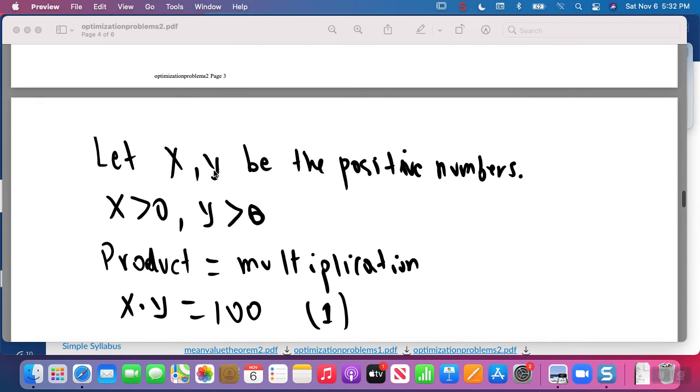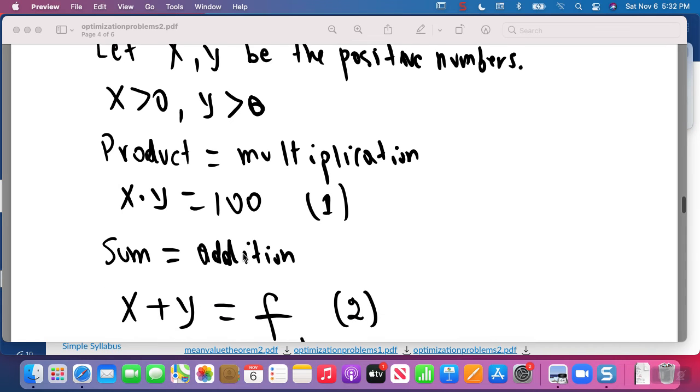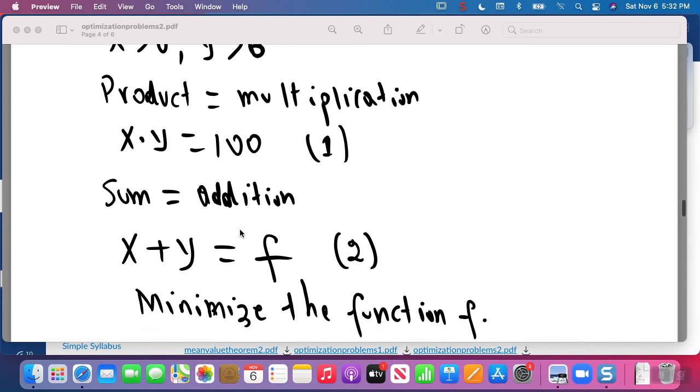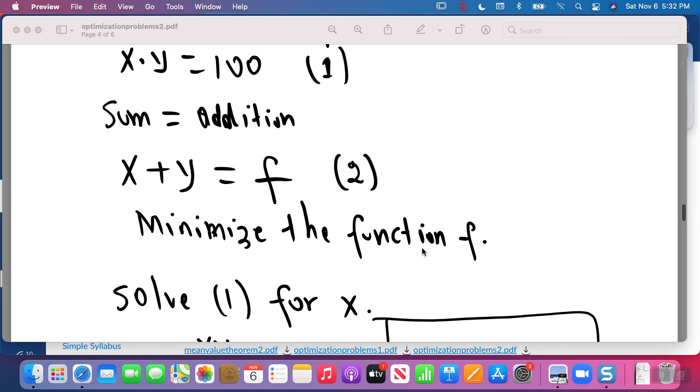So we're going to call x and y the two positive numbers that we're looking for. So that's why we write x is greater than 0, y is greater than 0. Product means multiplication. So if you take x times y, you get 100. Sum means addition. So if you take x plus y, it gives you f, the function that we're going to try to minimize.